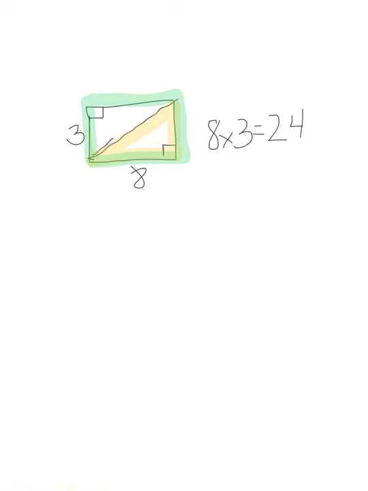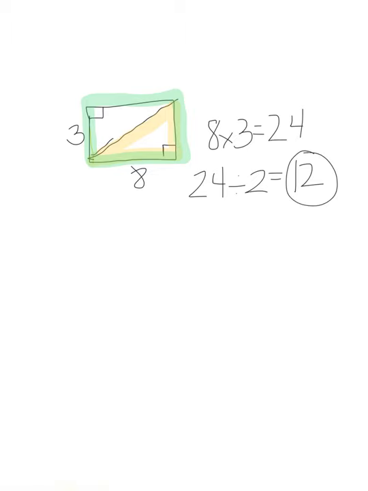Now we only want the area of half of that. So if I know the whole rectangle is 24, then I want to figure out what's half of 24. So half of 24, you take 24, and you divide it in half or divide by 2 to get 12. Now I know that the area of my right triangle, because it's half of the shape of the rectangle, is 12.